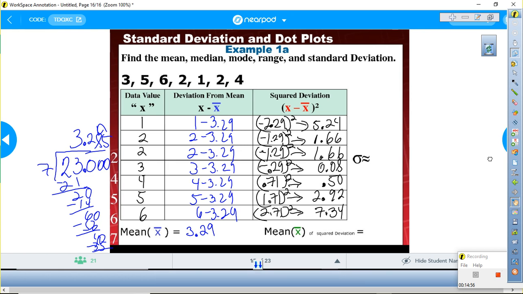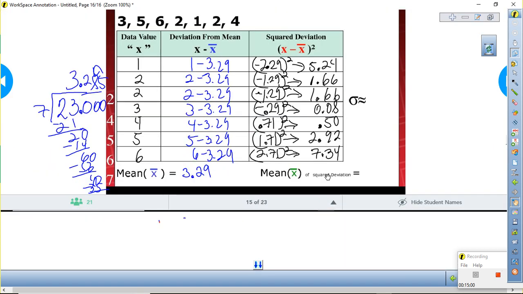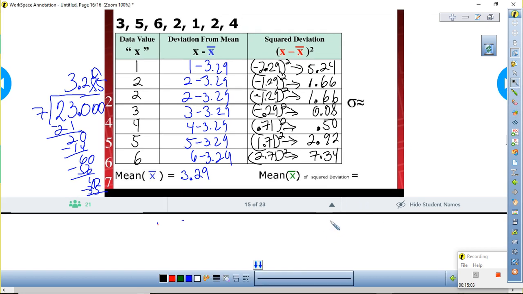Now check this out. Here it says squared deviation. What does that mean? That we need to find the deviation squared. What does that mean? That we need to find the mean again of this, x-bar. So everyone, add them up and then divide by whatever. First, give me the sum. Add these up really quick. I'll give you 30 seconds. Add them up.